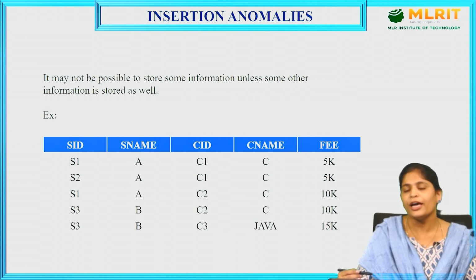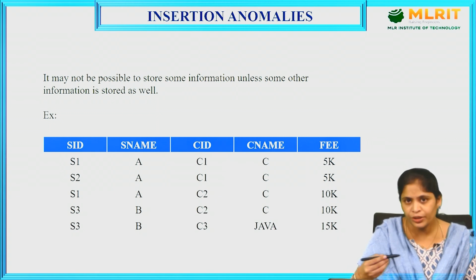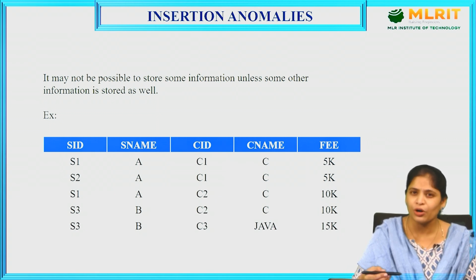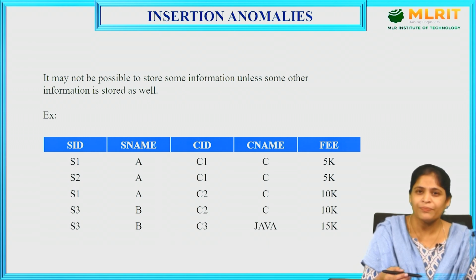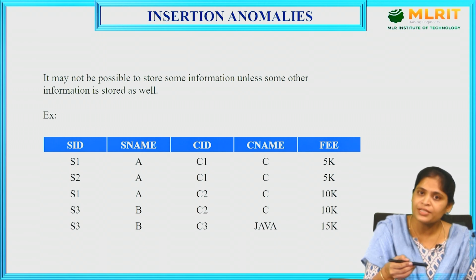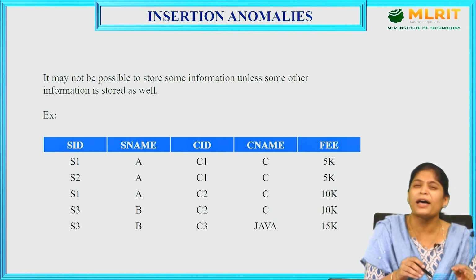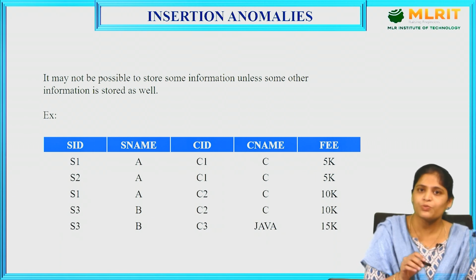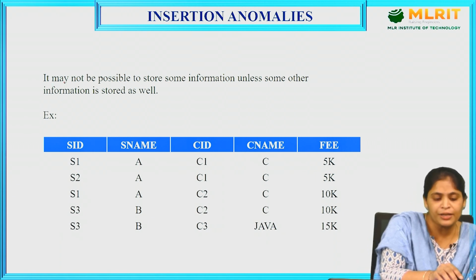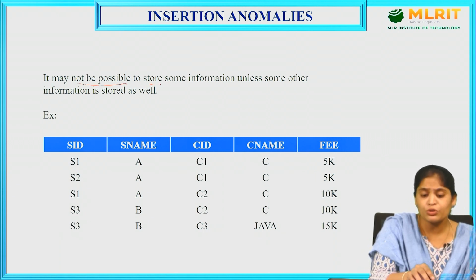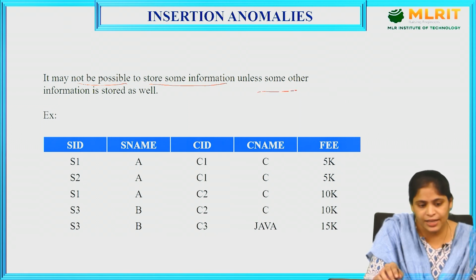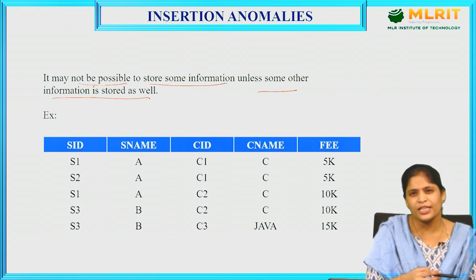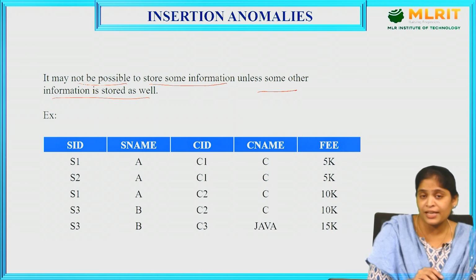If I want to insert a new data or a new row or a new record into an existing table, I can't insert it directly. Along with that row, I want to insert some unnecessary data also. That is what my intention here. It may not be possible to store some information unless some other information is stored as well. Let us discuss this with an example.